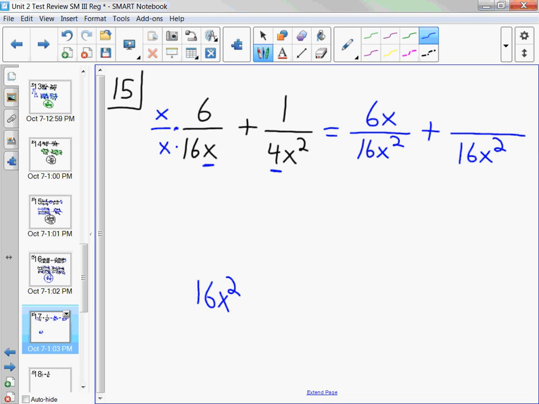Okay, on the right side, I noticed that I was missing multiplying both the top and bottom by 4. I know that 4 times 4x squared would give me the 16x squared. But I have to multiply the top by 4 as well. I need my special one, and I get 4. And then I just add the numerators, 6x plus 4 over 16x squared. Now, I'm not quite done with this one, because I notice at the top I can take out a greatest common factor of 2.